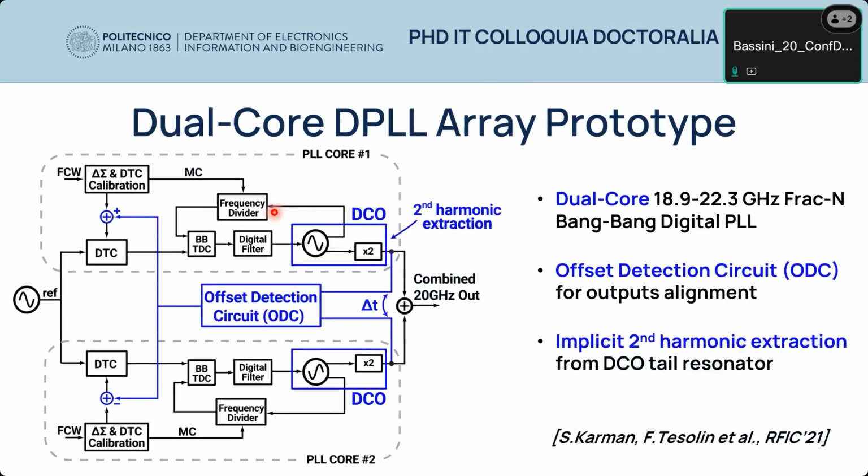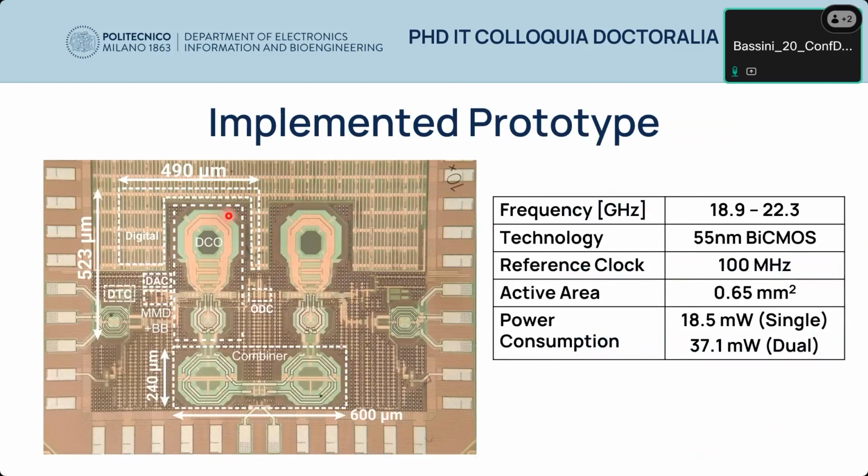Based on this idea, we implemented a dual-core digital PLL array prototype in the 20 GHz range. Then, to ensure that all the outputs are in phase at the combiner, and so ensure in-phase output combination, we added an offset detection circuit, which basically senses the phase shift at the combiner input and applies a correction with the DTC already in place in the PLL for fractional operation. This is the implemented chip.